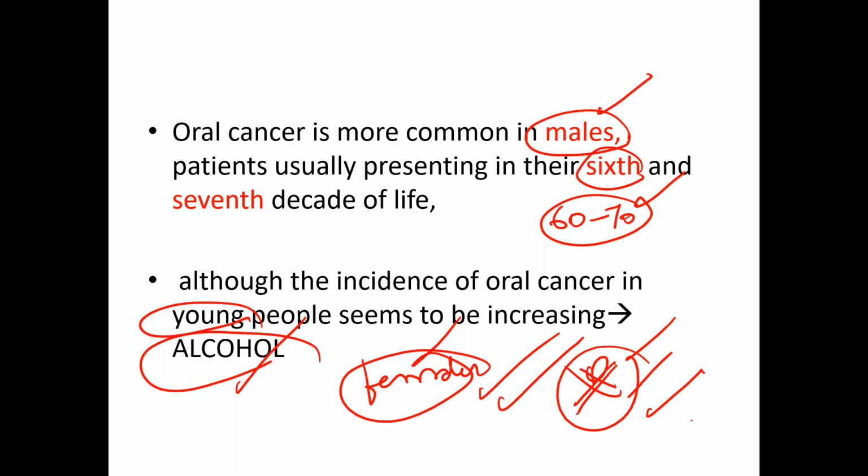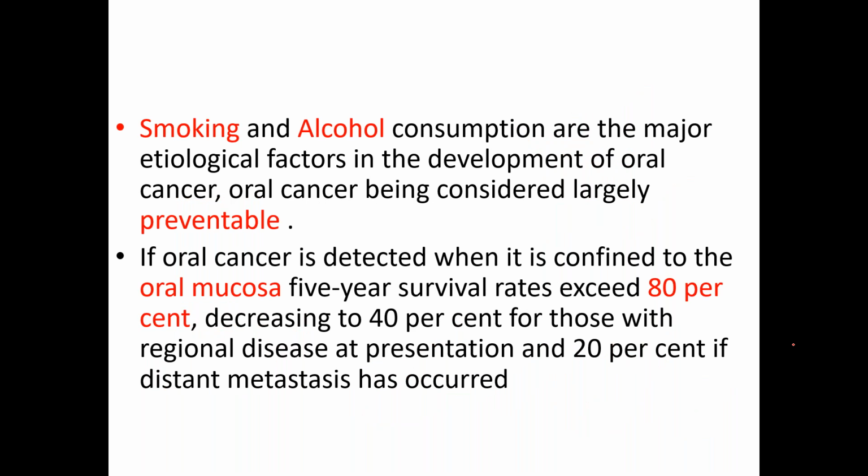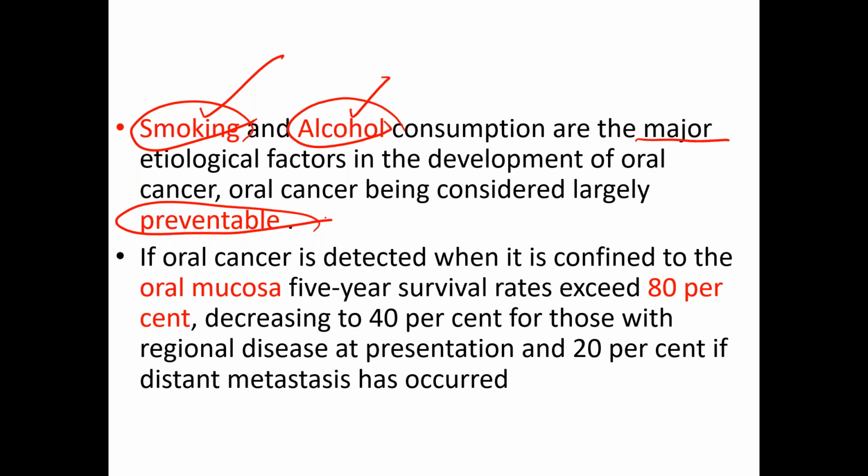Diseases are more common because females have to bear children and they should teach the next generation. Not taking alcohol is one of the cultural practices in our country, but it is also increasing nowadays. Even females are smoking. Smoking and alcohol consumption are the major etiological factors, so these are largely preventable cancers.